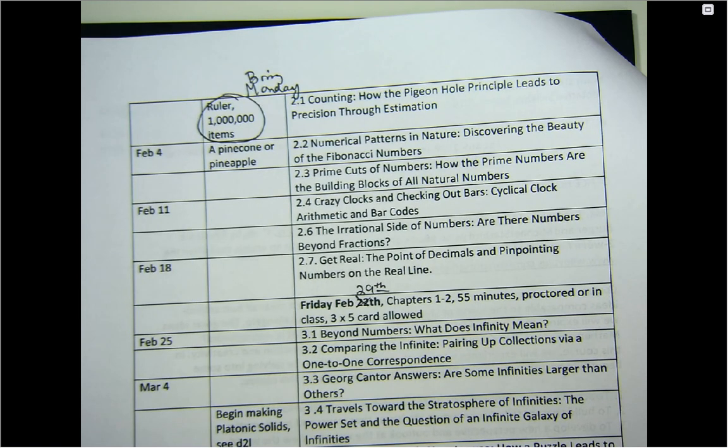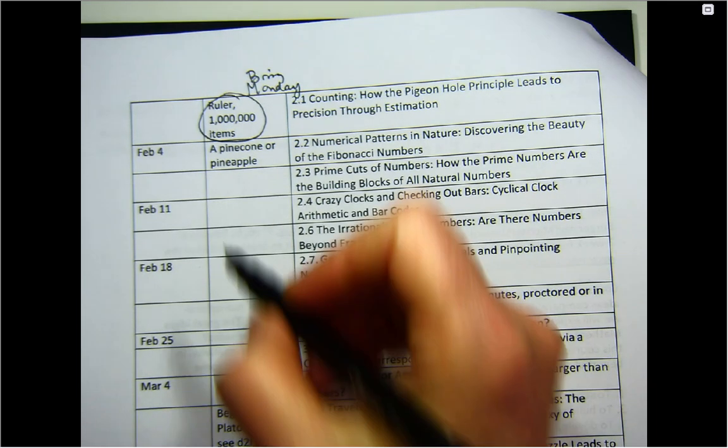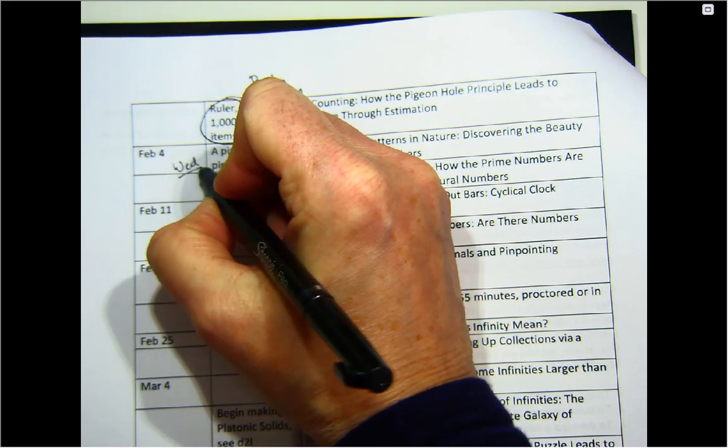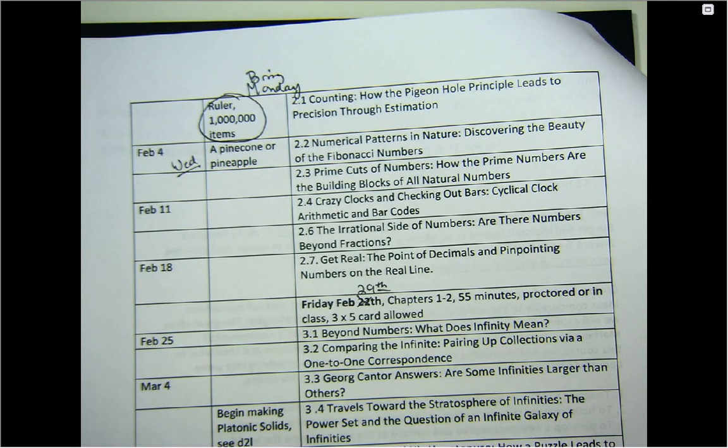So a million items. You can think about that and think about what you might be able to carry that's a million items. Google's your friend, because I'm going to ask how you know it's a million items. And then on Wednesday we'll need a pine cone or a pineapple. So this weekend's supposed to be nice, and we are surrounded here on campus with trees with pine cones on them. So please pick one out this weekend and put it in your backpack to bring along Wednesday.